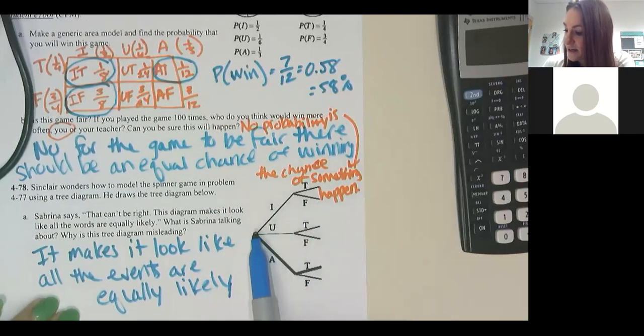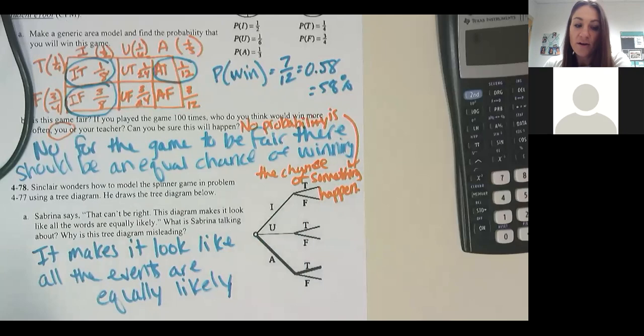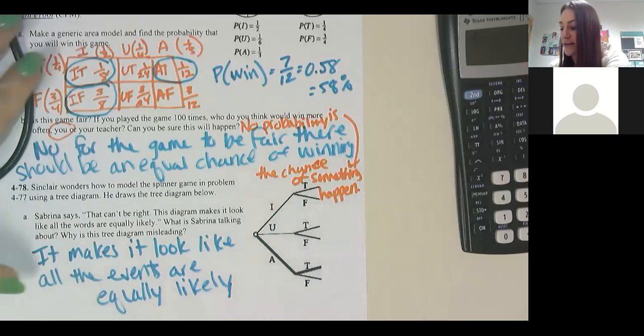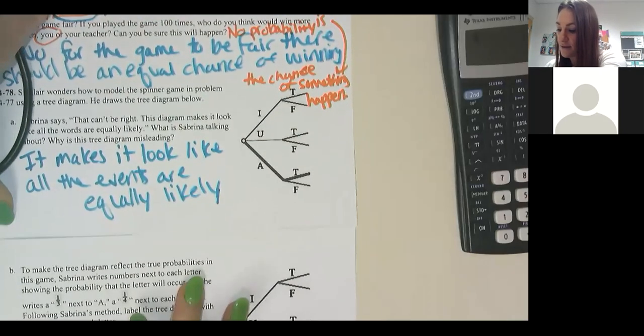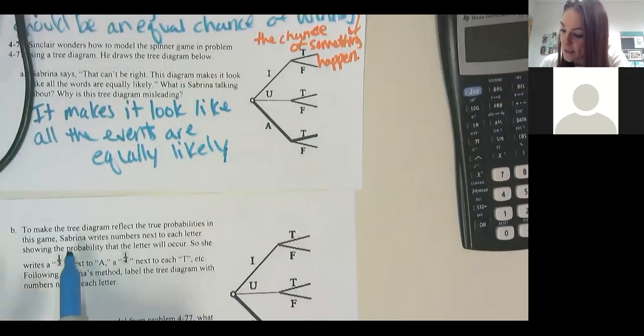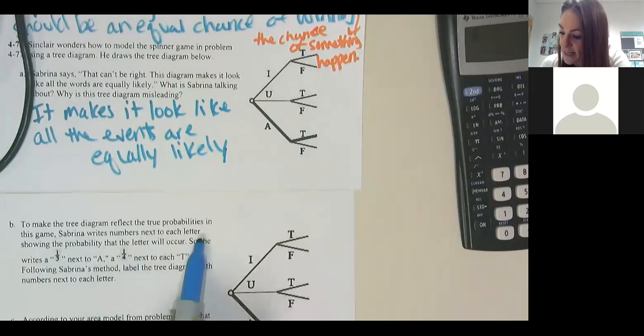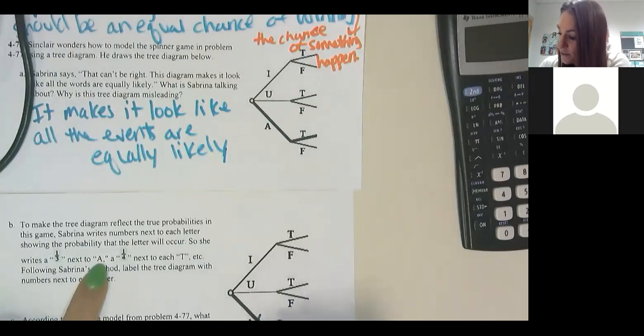All right, so here it looks like when we are at this spot, the probability of each of those letters is the same. So how could we reflect the true probabilities of each? So what Sabrina's doing is she's writing the probability of each of them next to it. So for example, the probability of A was really 1/3, and T was 1/4.